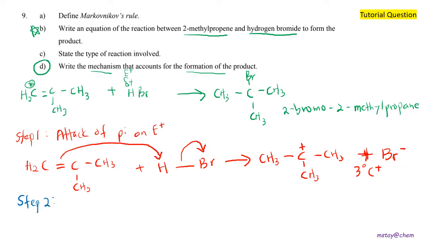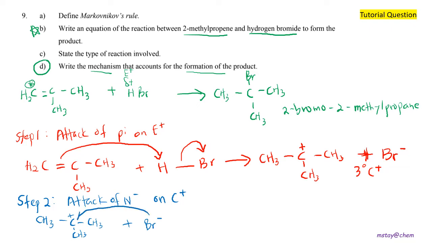Step 2 is the attack of the nucleophile on the carbocation. Basically we write again CH3 positive, CH3 plus Br negative. This time the arrow is from Br negative to the carbon, and then we produce 2-bromo-2-methylpropane. Based on these two mechanisms, we can see there is a similarity.